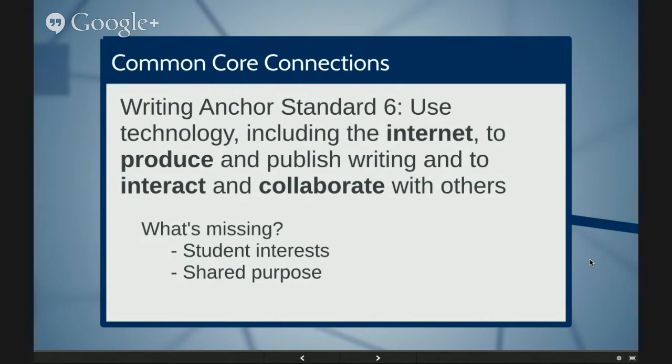So I think in some ways, while I saw in the chat that a lot of folks are really interested in this idea of how we get our administrators on board, I think that eventually, with Common Core, all of us are going to have to be on board to some degree with the principles of connected learning.